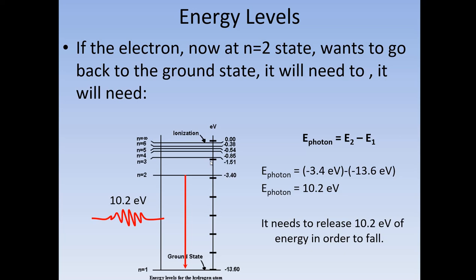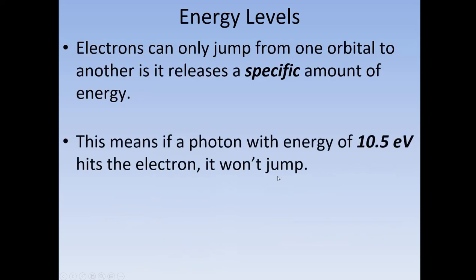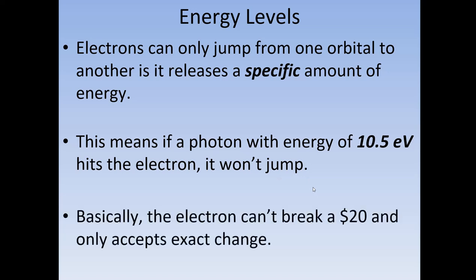That means if I send a photon towards this hydrogen atom that was a number between 10.2 and 12.09, like 10.5, this electron will not jump. It can only jump if it gets the exact amount, no more, no less. So the analogy that I use sometimes is saying that the electron needs exact change. It cannot break a 20. It can't have a little left over. That's not how it works. It doesn't get a tip. It's got to get the exact amount in order to jump, and that's it.